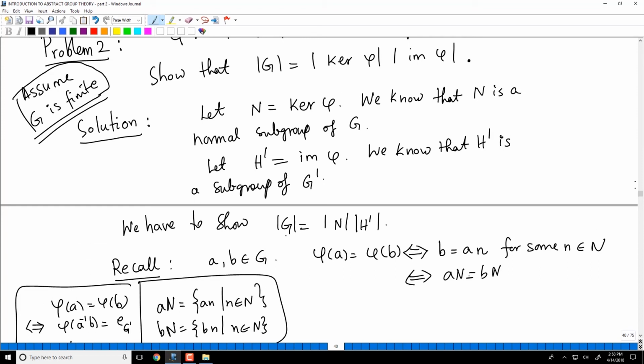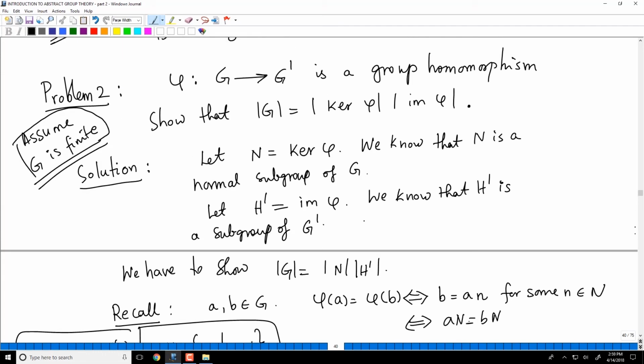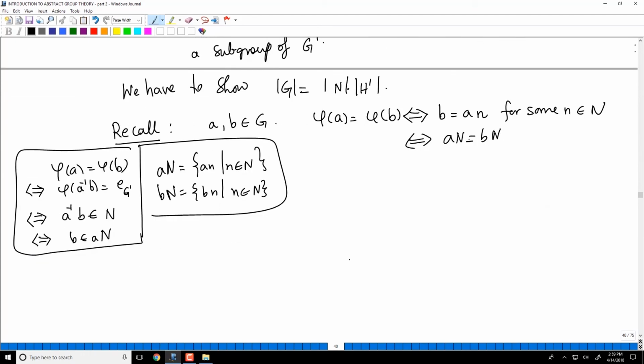We are trying to show that the cardinality of G, namely the order of G, is equal to the order of N times the order of H prime. So this is the product of two numbers. So why is this true?